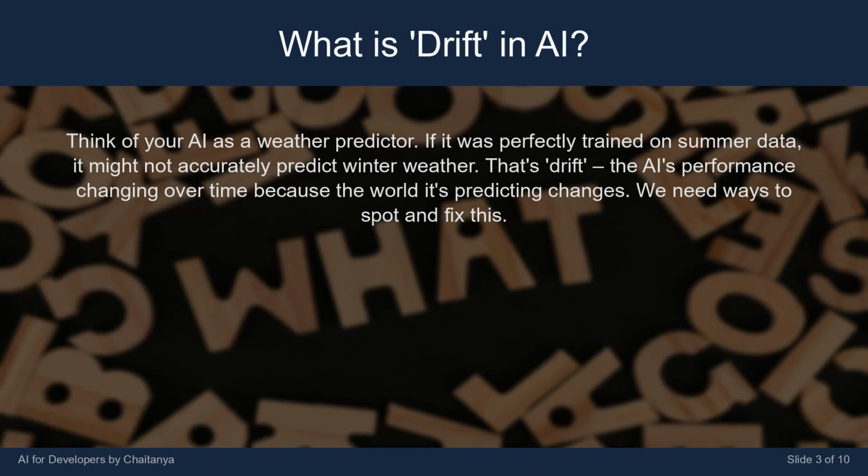Think of your AI as a weather predictor. If it was perfectly trained on summer data, it might not accurately predict winter weather. That's drift, the AI's performance changing over time because the world it's predicting changes. We need ways to spot and fix this.